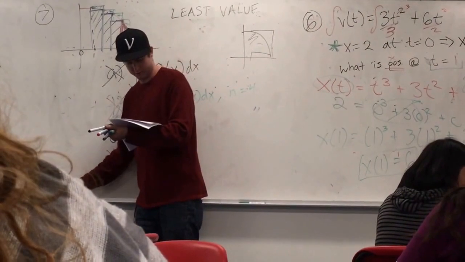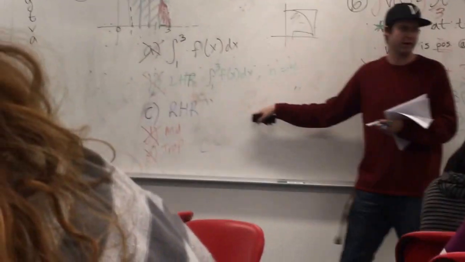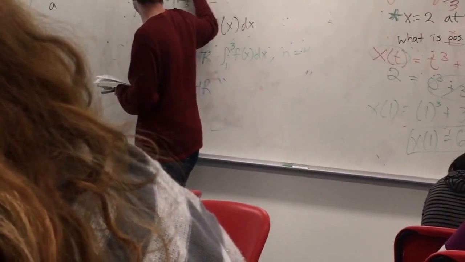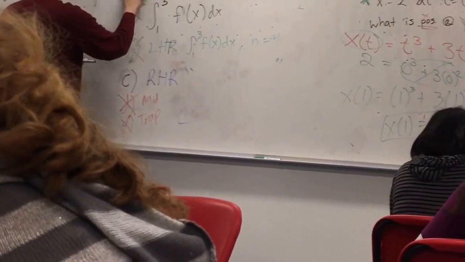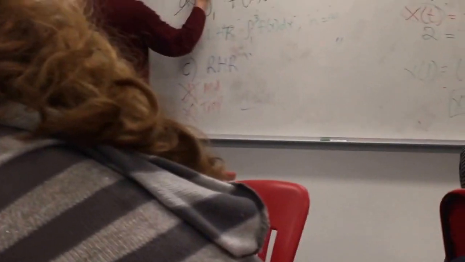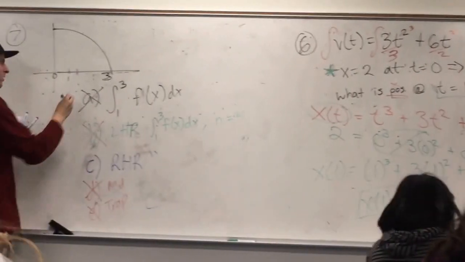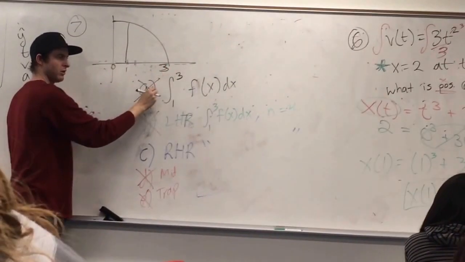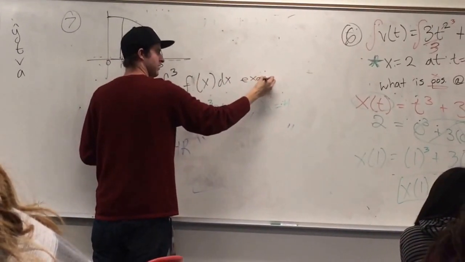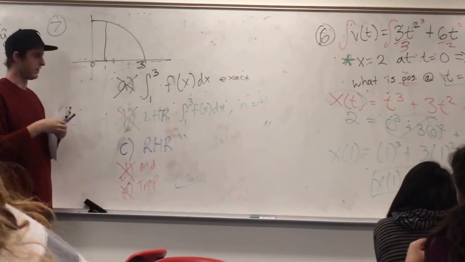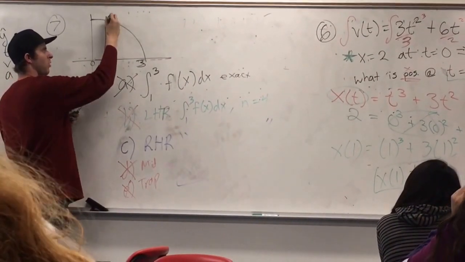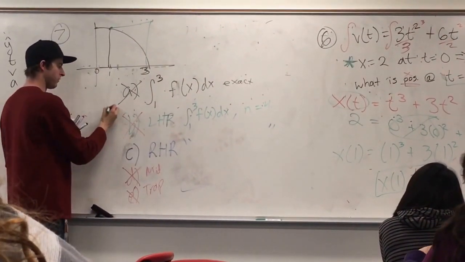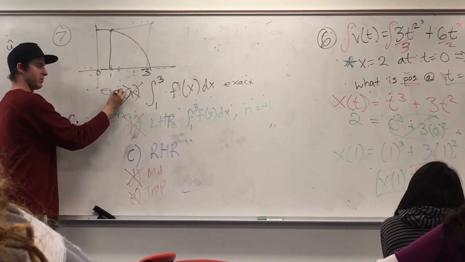So the answer was C. It's the right one. If you think about it as one big graph, you don't even have to worry about breaking it into intervals. If you just think from 1 to 3, the integral is going to be the exact area, the exact section underneath it. One big left hand would look like that. Is that an over or under? Over. So A was exact, B is over.